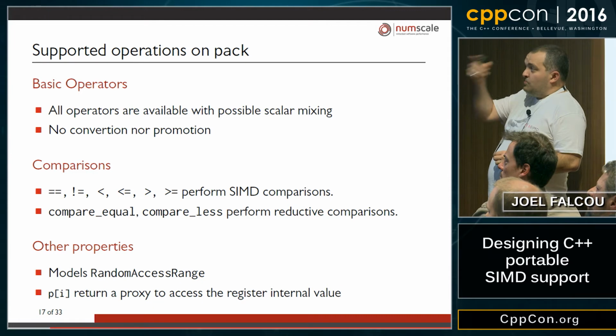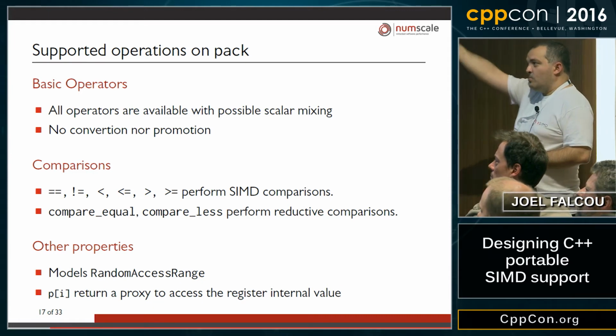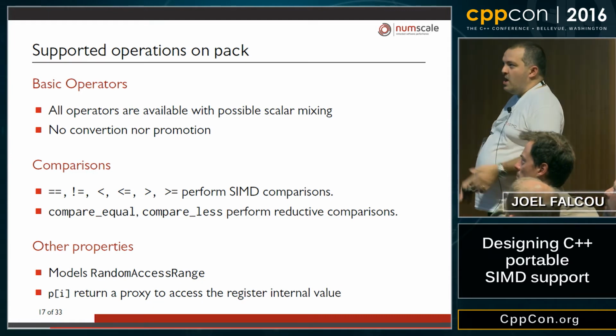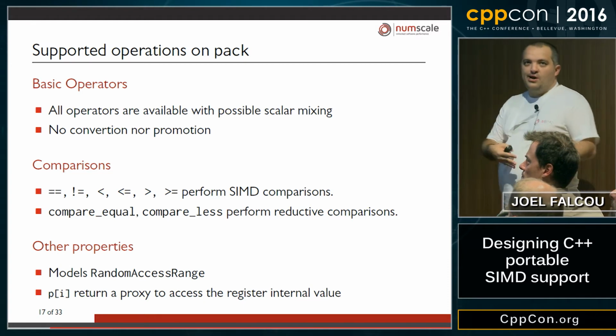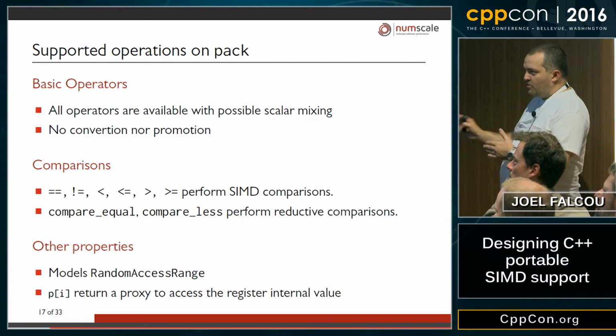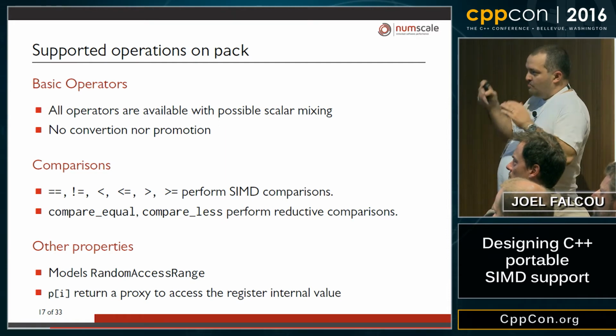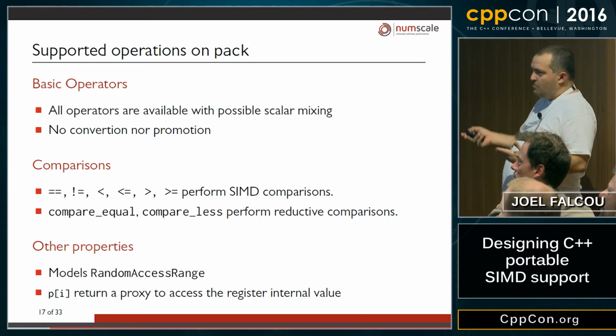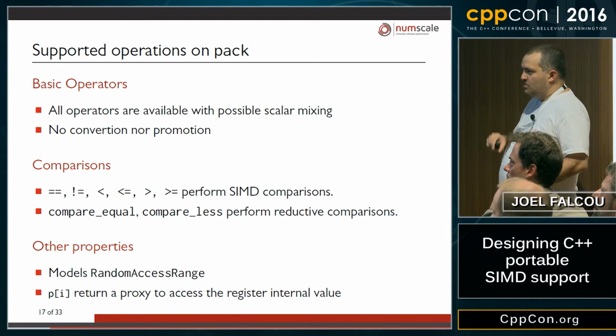We also have what we call reductive comparisons, so compare equal and compare less, that basically tell you if every element in 2 vectors are equal or if they are correctly ordered with the lexicographic order. So usually you want to do this in the middle of your computation, and if you want to stop when something is actually requiring a bool, you need to use the other ones.